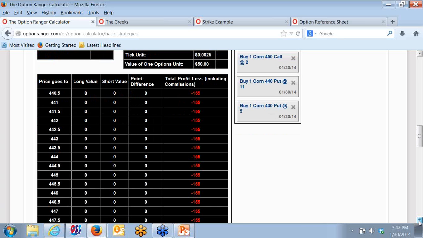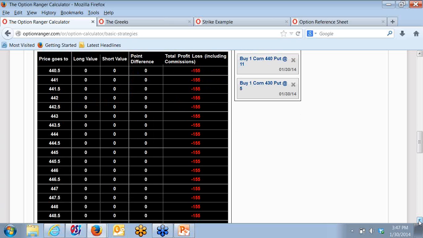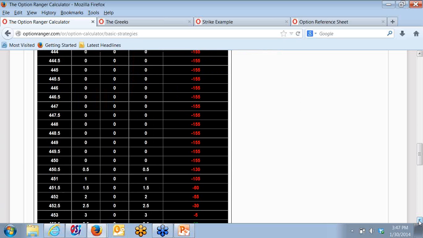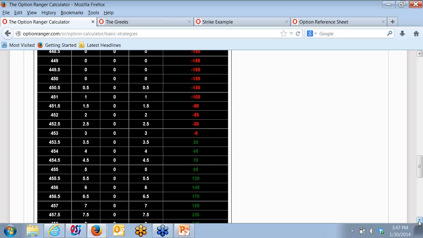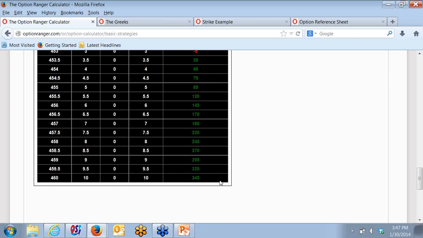And as you can see, the market can tank through the floor. All you can lose is 155. And you've got yourself a long shot that if the market really takes off on a tiny risk of 155, you know, if the market really takes off, you can make some very decent numbers.